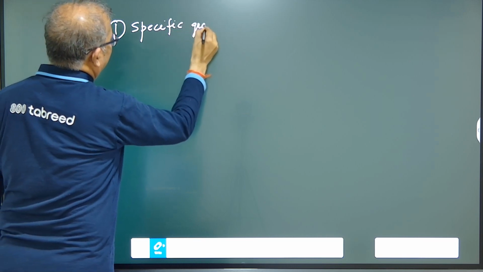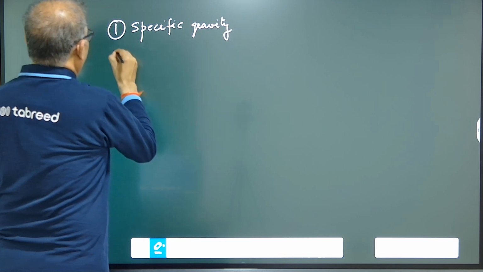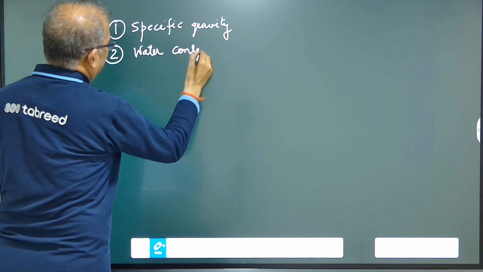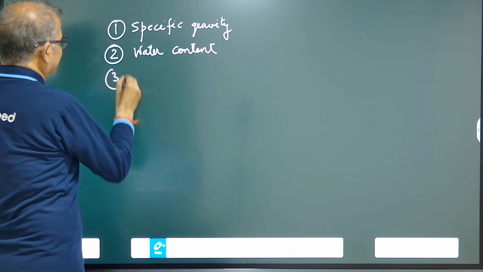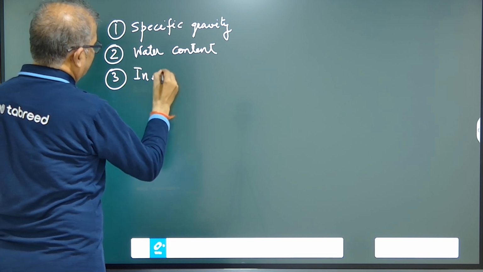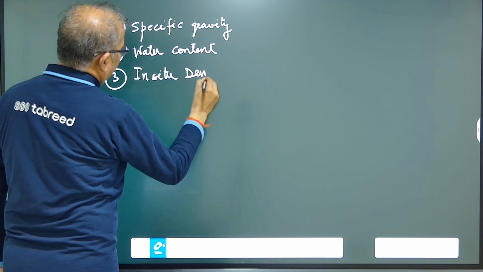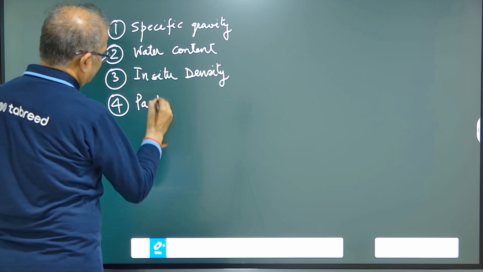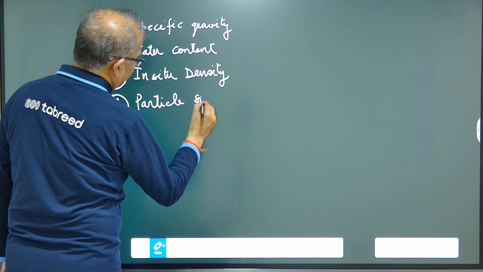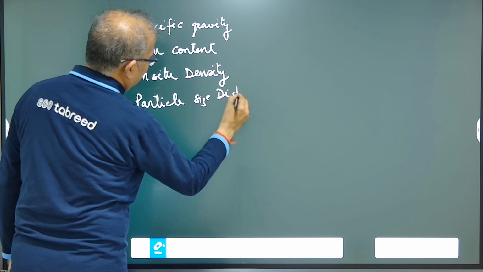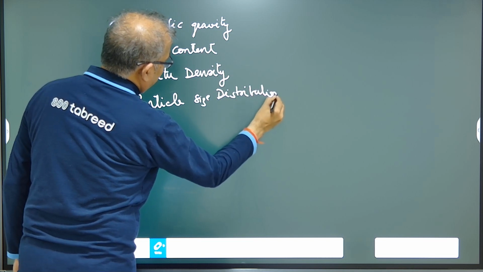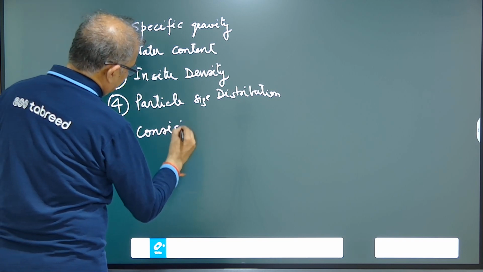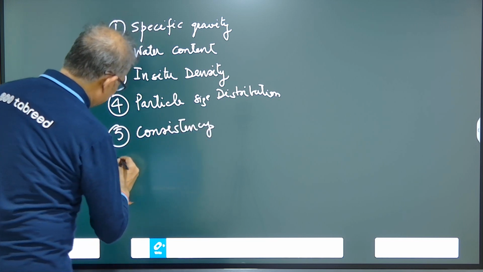Specific gravity, water content, in situ density, particle size distribution, consistency, and relative density.